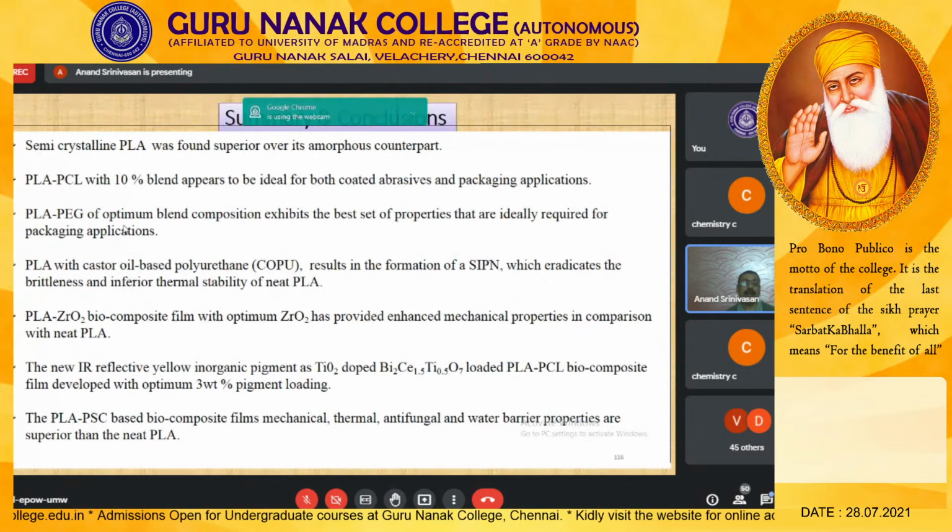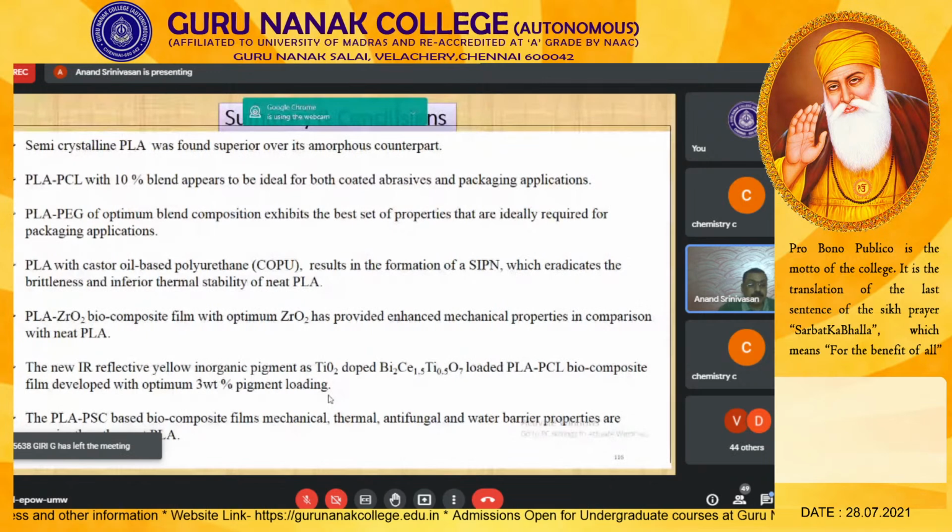Again, that can be tried as a packaging material. PLA with castor oil forms a semi-independent network, which is used for wood coating application. Especially for wood coating, you can try this. And PLA with zirconium oxide has provided enhanced mechanical properties in comparison with the neat PLA.